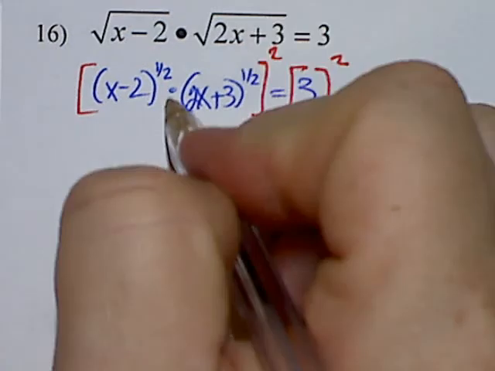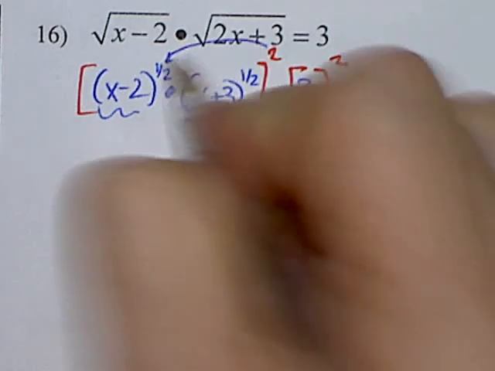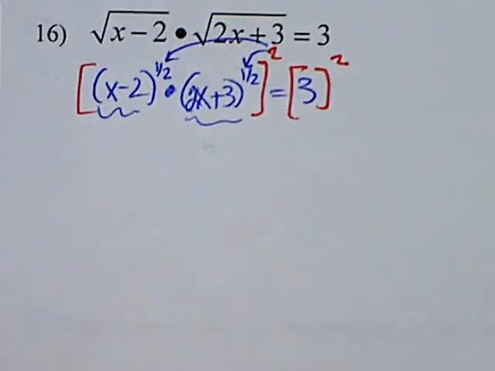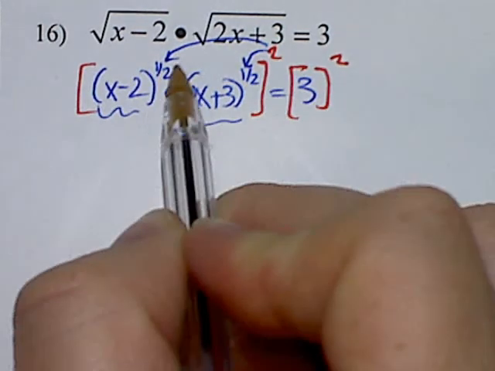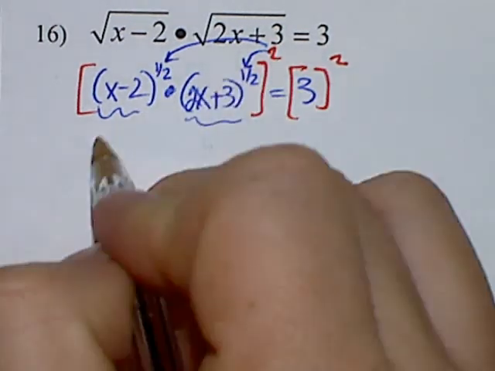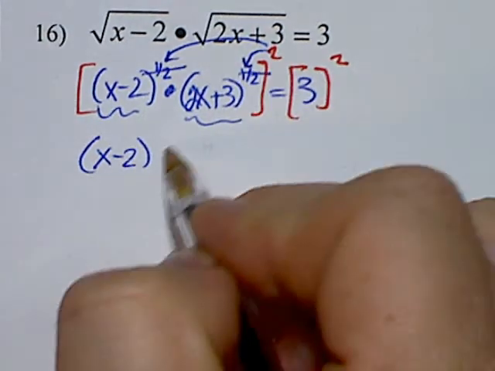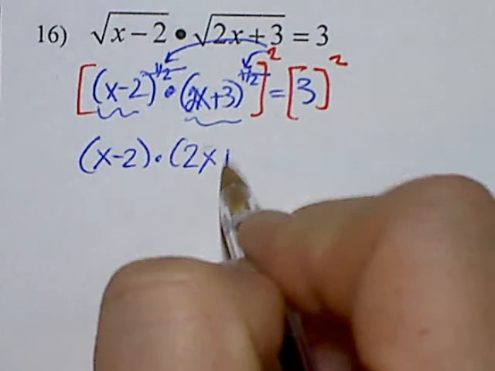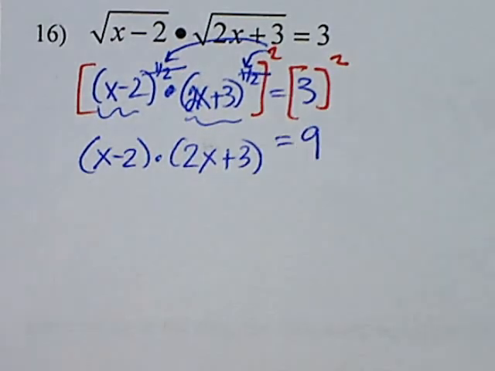Because I have multiplying between these two quantities, I can distribute the 2 to both the left and right quantity. When you distribute it, they cancel out, effectively turning into 1s, and cancel it here, effectively turning into 1s. On the right-hand side, 3 squared is 9. Now I'm going to FOIL.